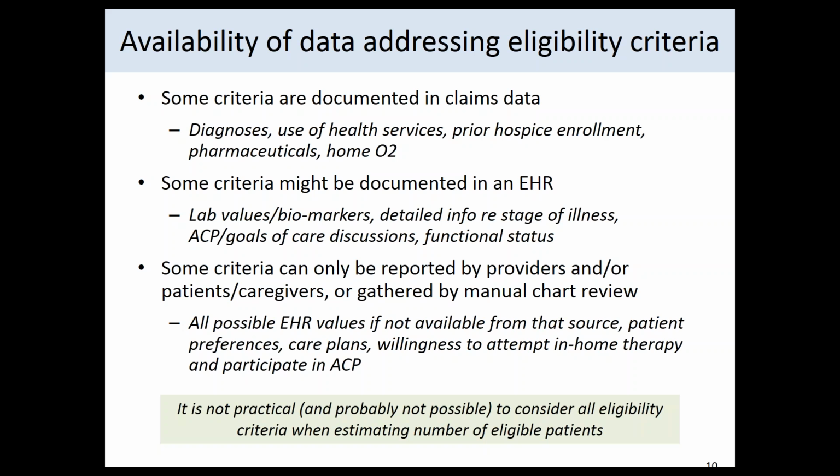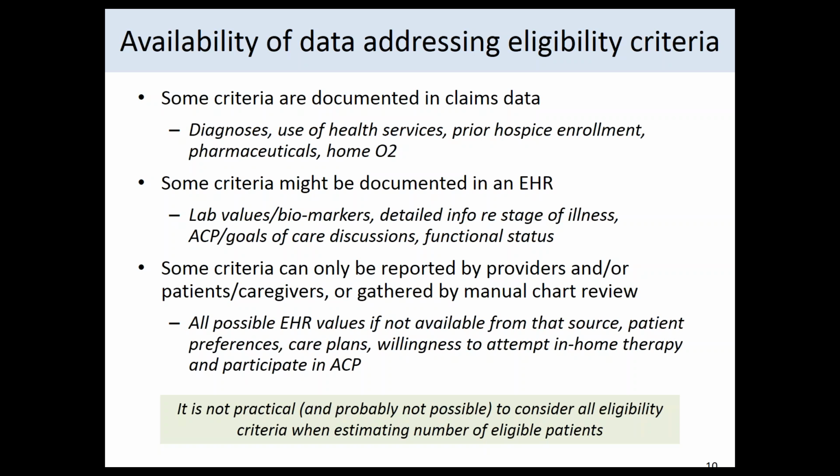Any information about patient preferences, care plans, willingness to attempt in-home therapy and participate in advanced care planning, it is almost certain that you would not be able to mine data that would give you information on those elements of eligibility. So the take-home message is that it's just not practical, and it's probably not possible to consider all eligibility criteria when estimating the number of patients who might be eligible for SB 1004 palliative care.